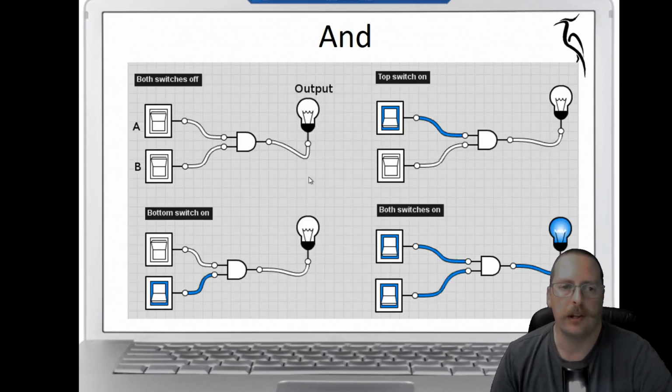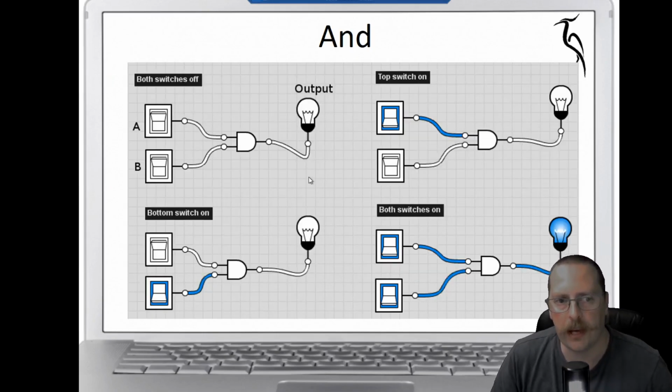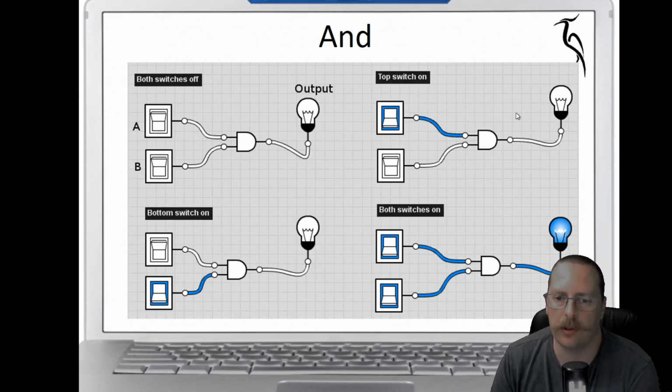So what I have here is an example of what I'm looking for for the AND gate. Both inputs off, one input on, still off, one input on, still off, both inputs on, the output is on. So this is what I'm looking for you to produce either by hand or using logic.ly for the AND gate.